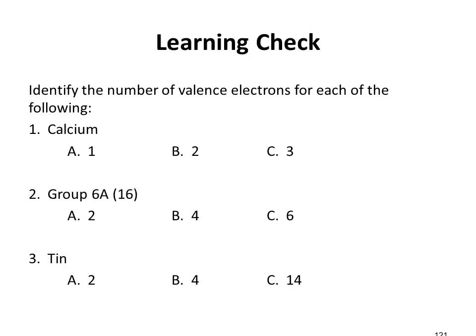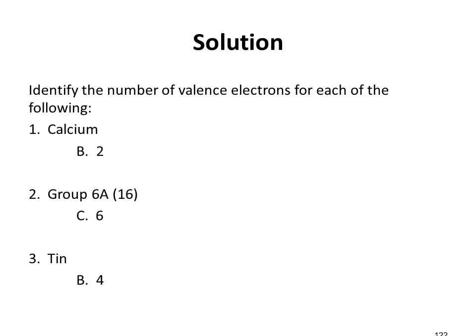Here it's asking us to do pretty much the same thing. So calcium is in group 2, and calcium, Ca, has 2 valence electrons. All the elements in group 6A or group 16 have 6 valence electrons, and then tin is Sn, and that's found in group 14 or 4A, and so that's 4 valence electrons.